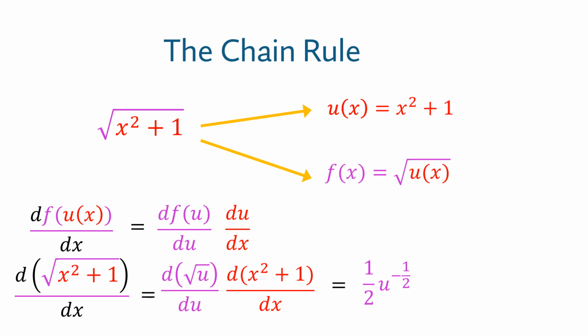The derivative of square root of u is just 1/2 u to the negative 1/2. And then I multiply by the derivative of x squared plus 1, which is just 2x. And that gives me my derivative if I replace my u's with my x's.